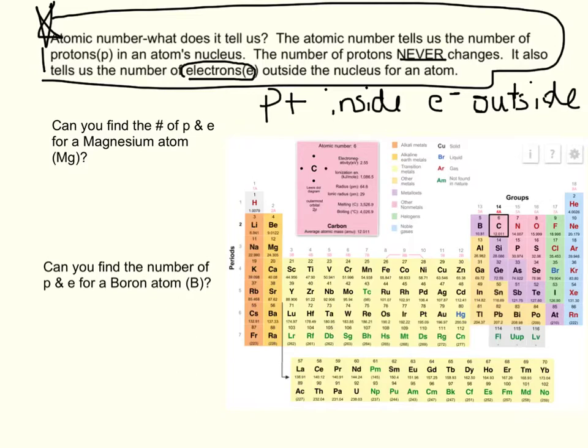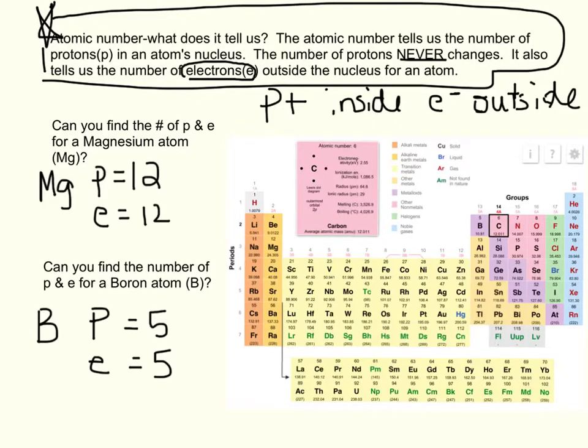So let's take a look. Basically, you're just going to look for the atomic number. Can you find the number of protons and electrons for a magnesium atom? And can you find the number of protons and electrons for a boron atom? I'm going to stop it, and then I'm going to write the answers.